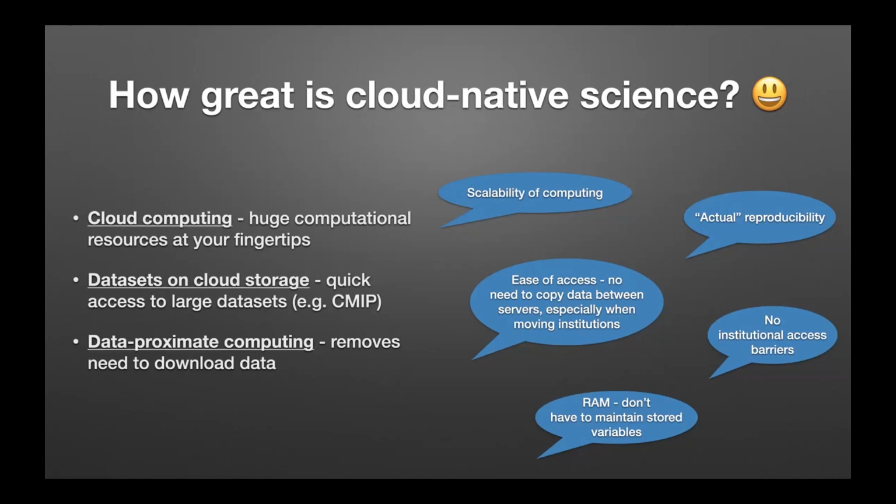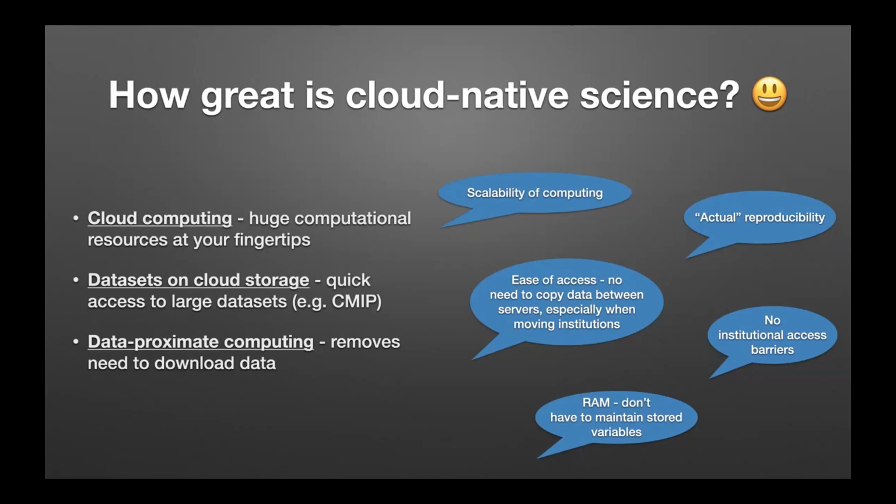We have data sets that can be stored on the cloud. This is really great, especially for really large data sets. It means you can access these data sets really quickly, and you can minimize copying between different institutions. We also have data proximate computing, where we're bringing our compute to the data.